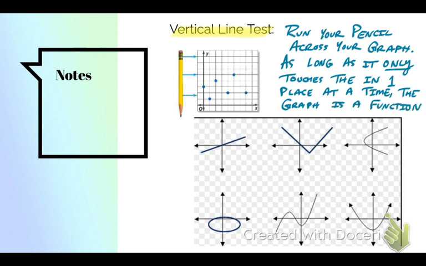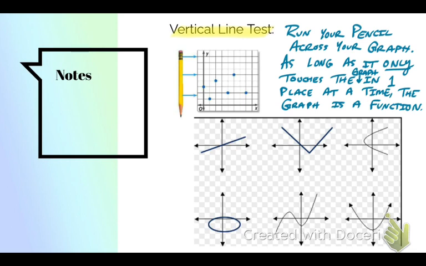Again, if you need to pause to copy that down, that is fine. But to do the vertical line test, we run your pencil across the graph. As long as it only touches the graph in one place at a time, then the graph is a function.